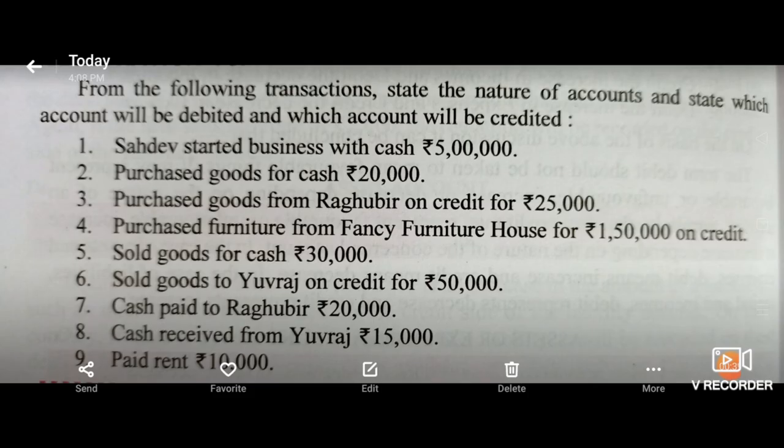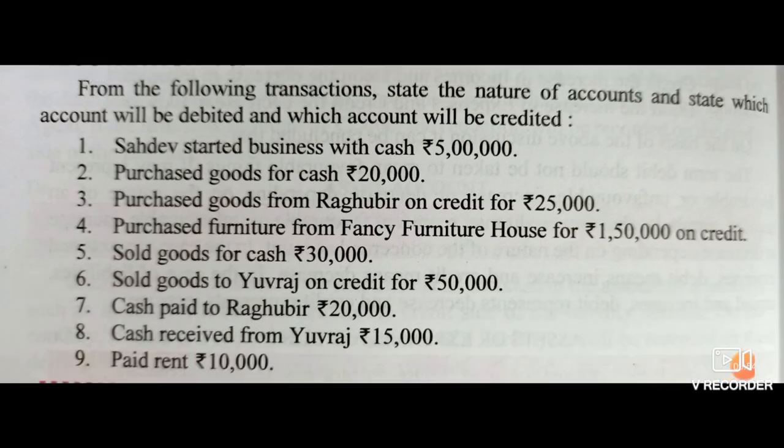Fifth, sold goods for cash rupees 30,000. Sixth, sold goods to Yuvraj on credit for rupees 50,000. Seventh, sold goods to Yuvraj on credit for rupees 50,000. Seventh, cash paid to Raghuvir rupees 20,000. Eighth, cash received from Yuvraj rupees 15,000. And the last, paid rent rupees 10,000.